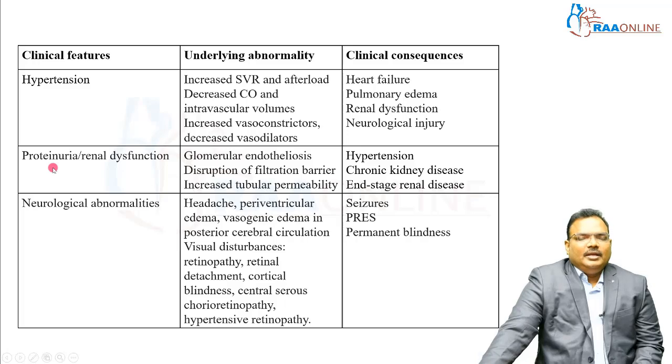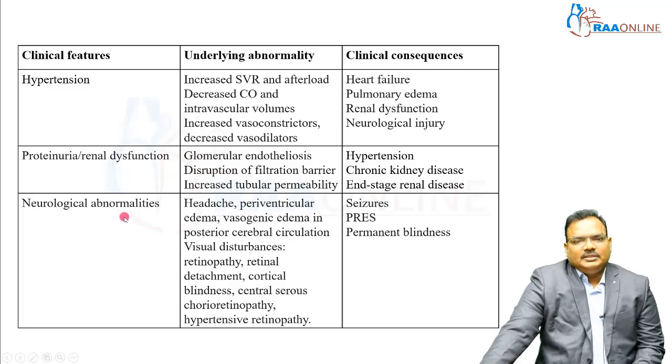Coming to the kidney, there is going to be proteinuria. This is because of glomerular endotheliosis. Because there is increased glomerular permeability, there is going to be proteinuria. This can lead to hypertension and can progress to chronic kidney disease.